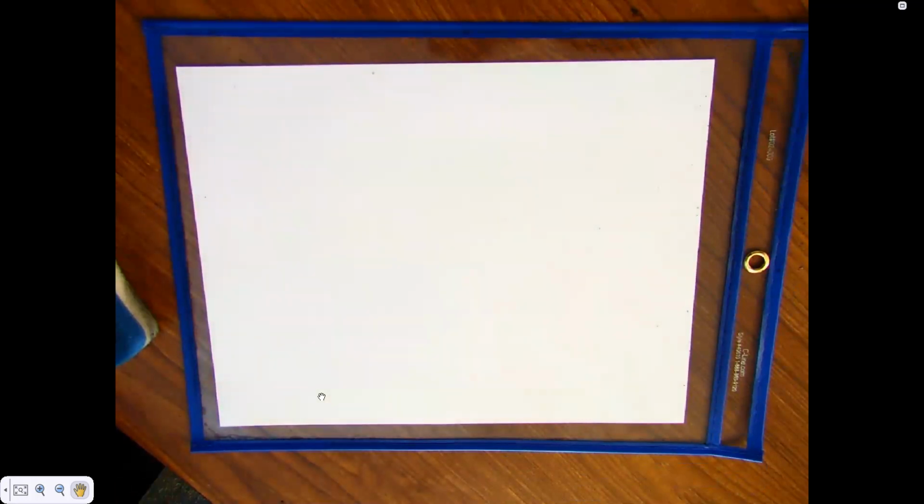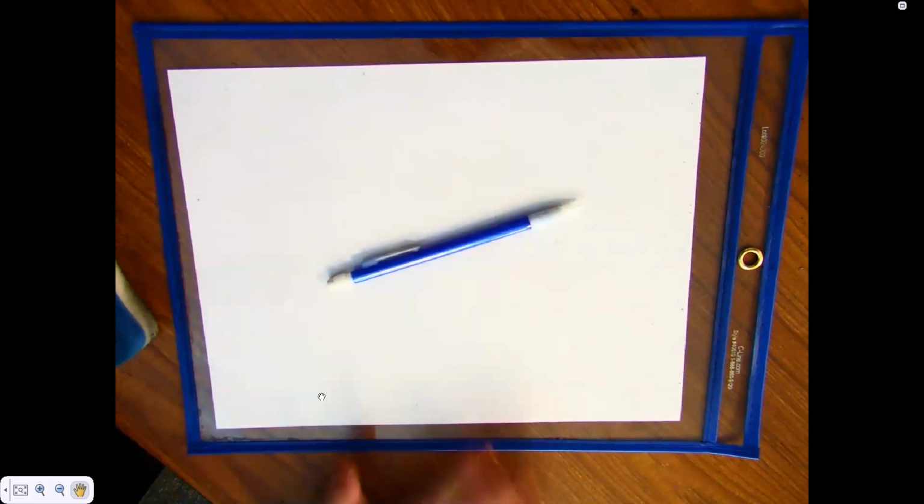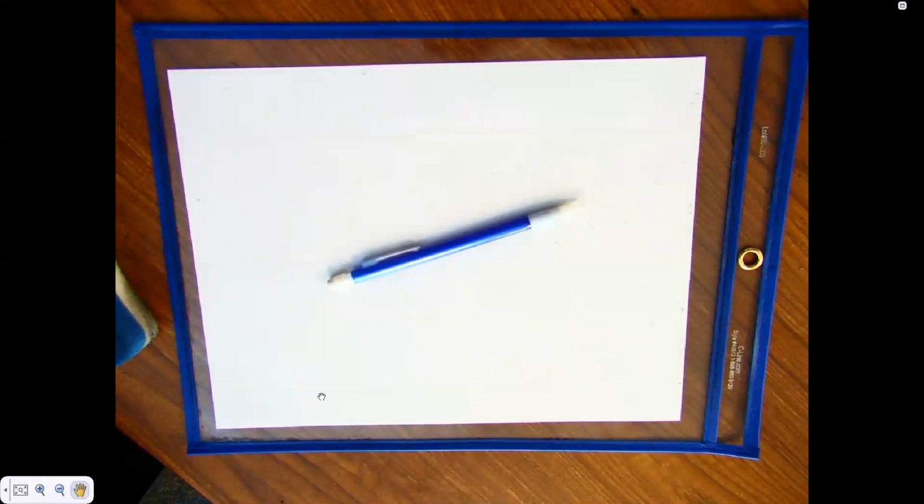I need you to get a pencil. It can be a real pencil. I only have a mechanical pencil; I don't know where my real pencil went. Find a pencil, mechanical or real. You probably have a real pencil. So you should be getting a pencil, which you should already probably have.